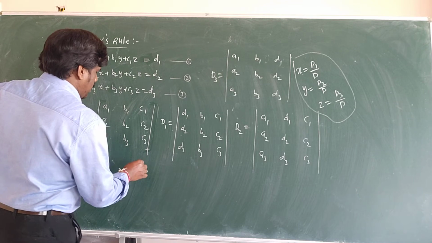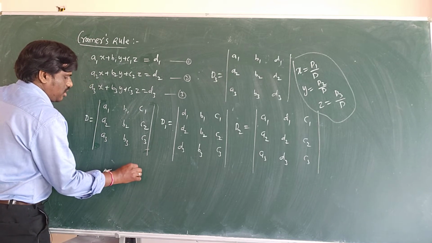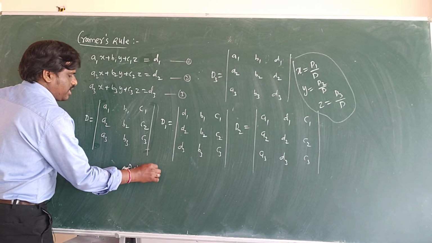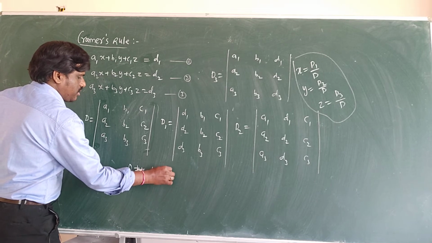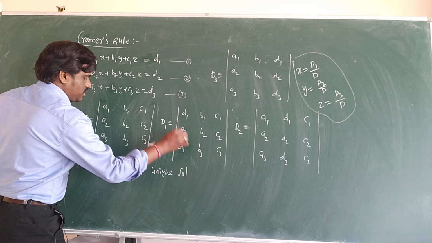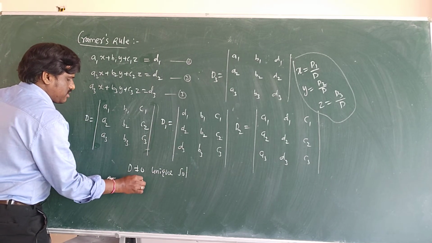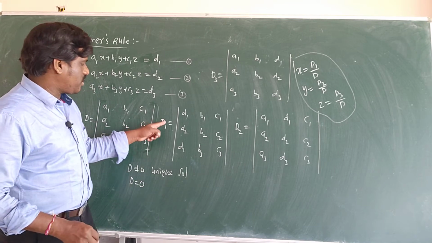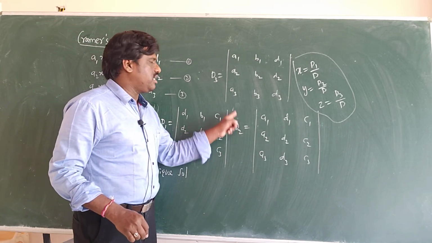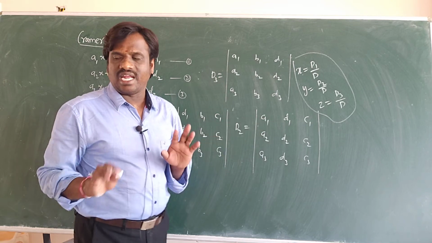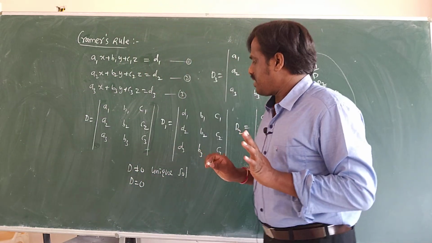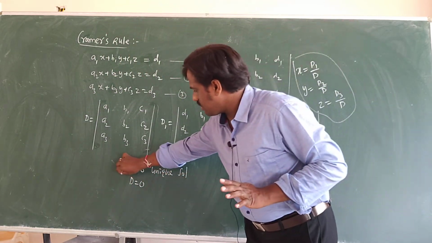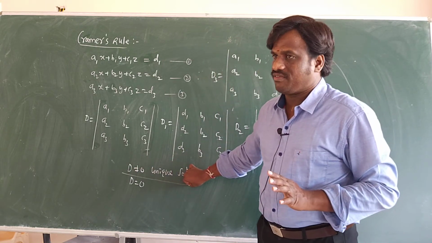Whenever you get D, this D is not equal to 0, then you will get a unique solution. What do you get here? Unique solution. If D becomes 0, then we have to go for the determinants D1, D2, D3 and check. I'll give the conditions for that, but in general, from the board point of view, this will be important.